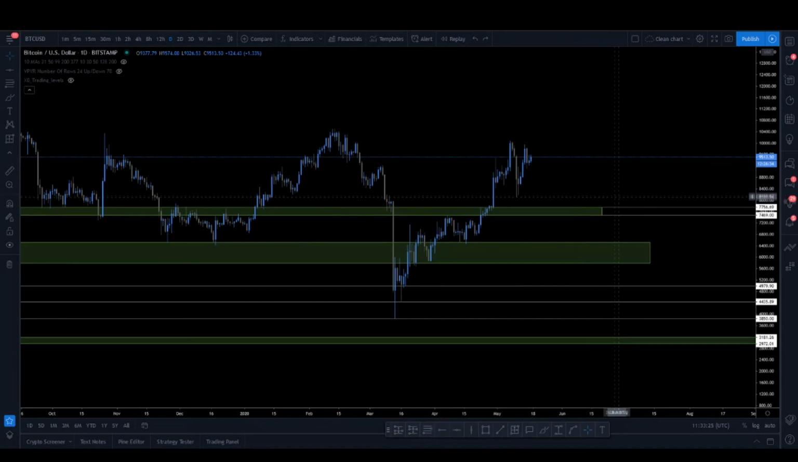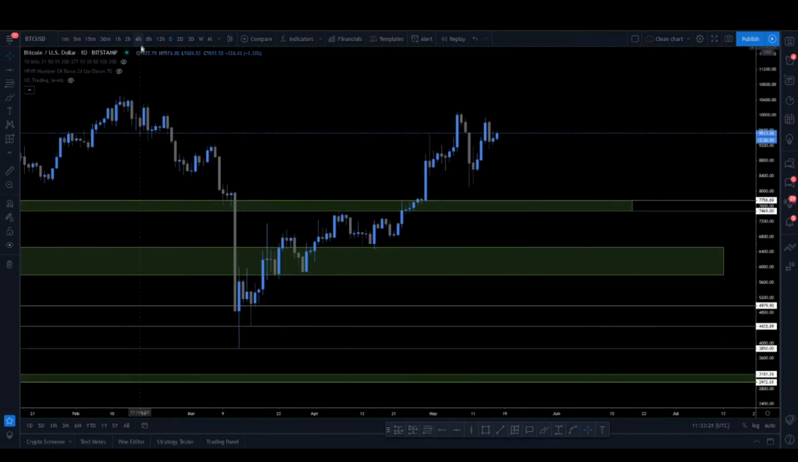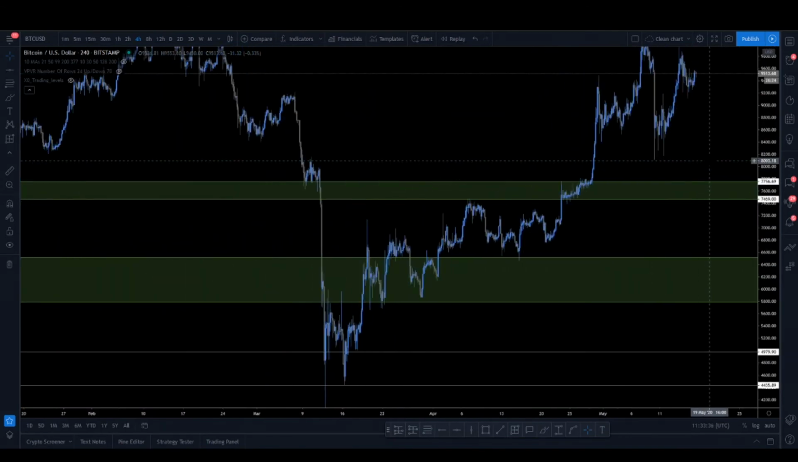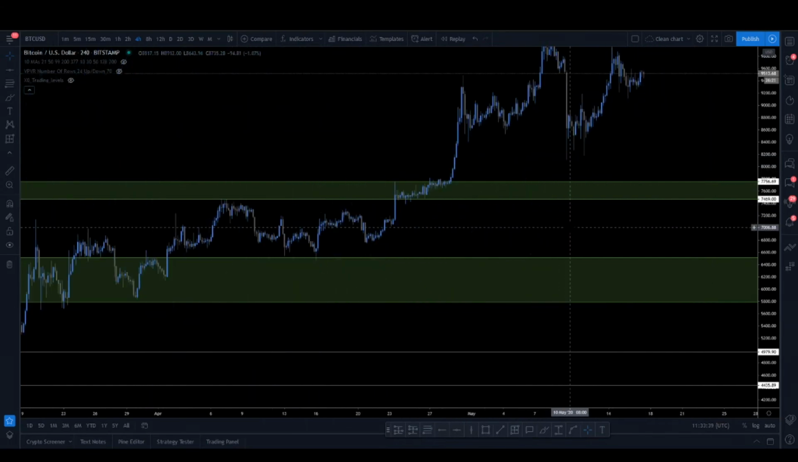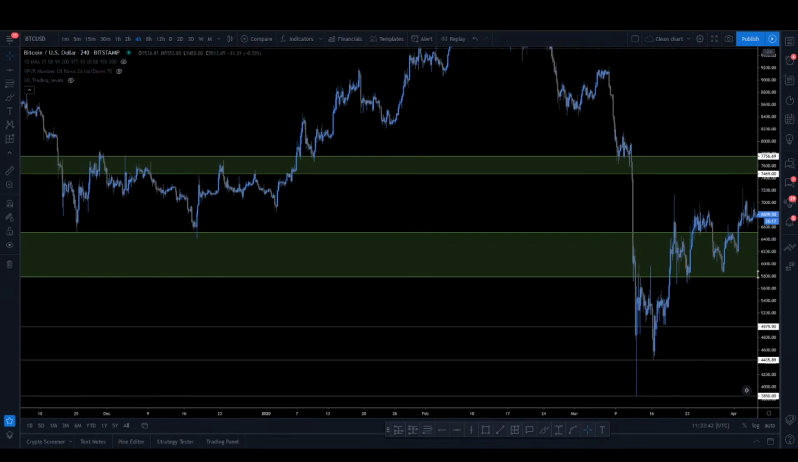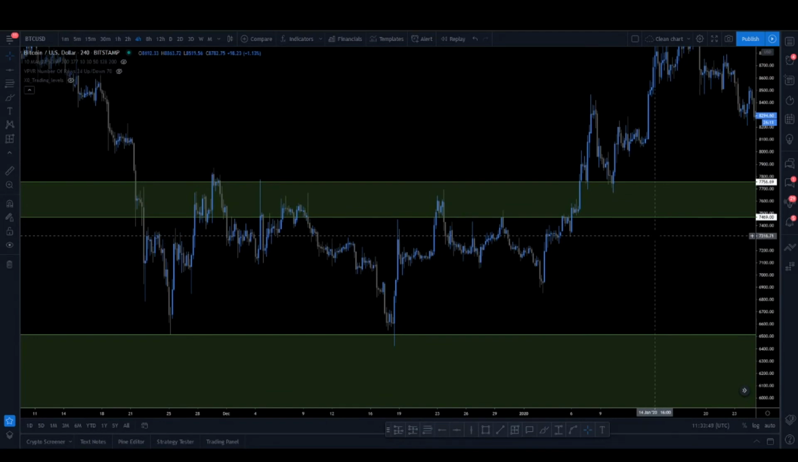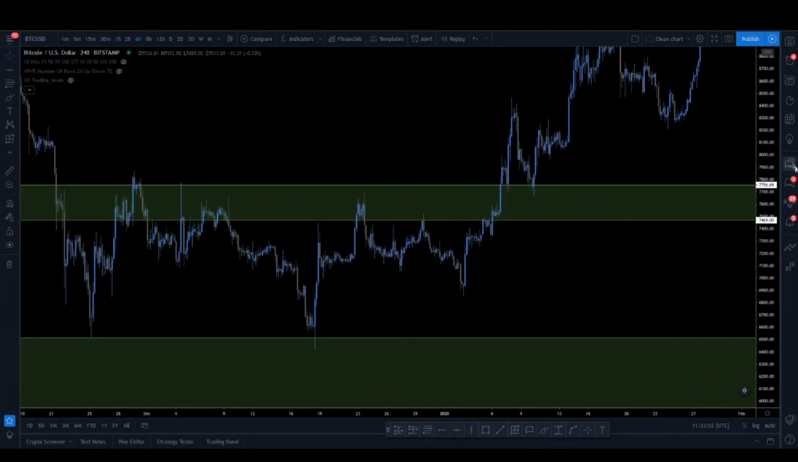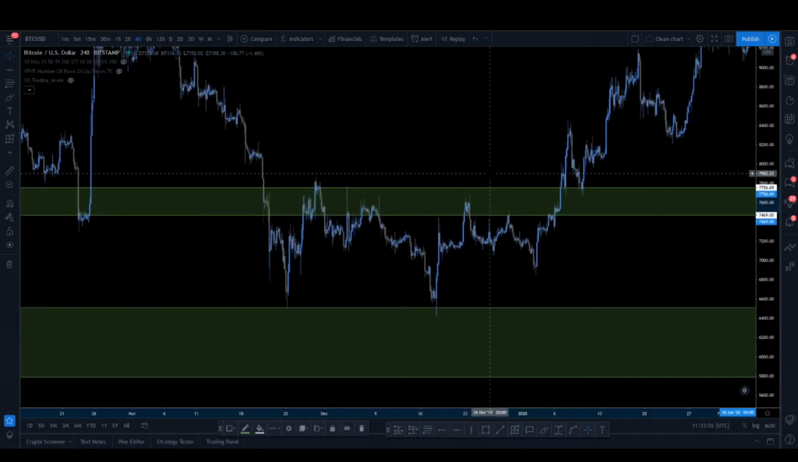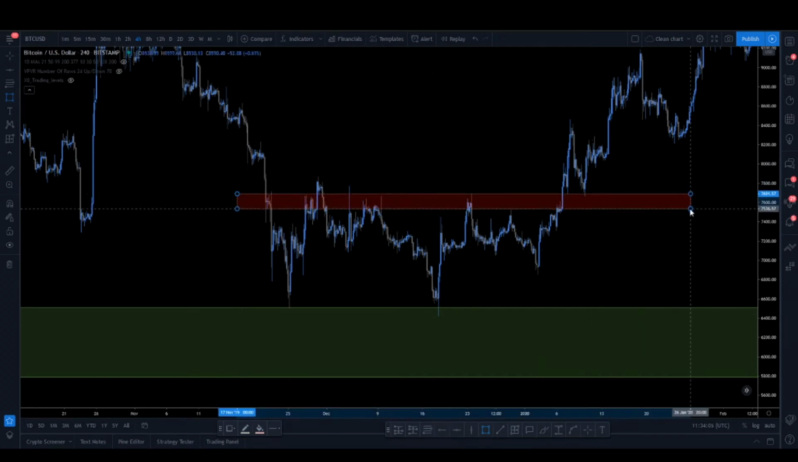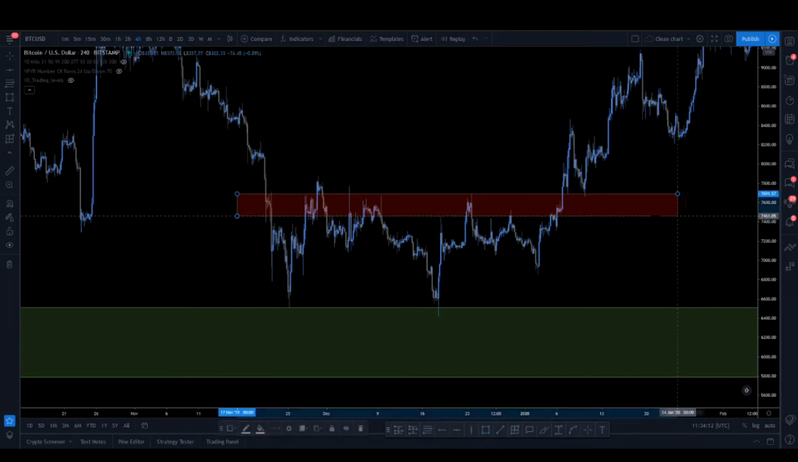So let's see here. We go down into the 4 hour and try to find a good example. Well, I think this is a pretty good example, because here you have a level that's acted as resistance. Let's remove this just to make it clear. So this is resistance, right? Something like that. It's red because it's resistance.